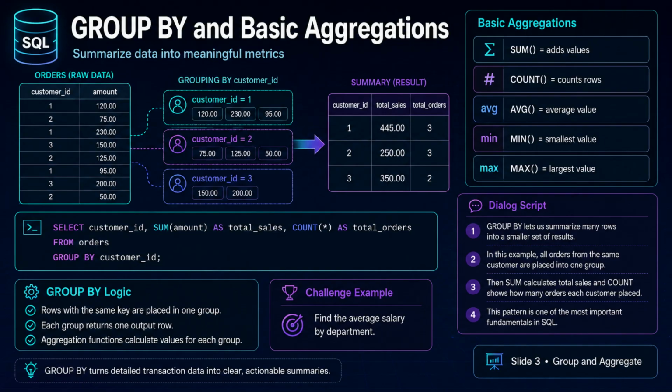Once the data is grouped, we can use aggregate functions to gain deeper insights. The sum function, for example, helps us calculate the total sales made by each customer, giving us a clear picture of their overall spending. At the same time, the count function tells us how many orders each customer has placed, which can be helpful in identifying frequent buyers or understanding customer behavior.